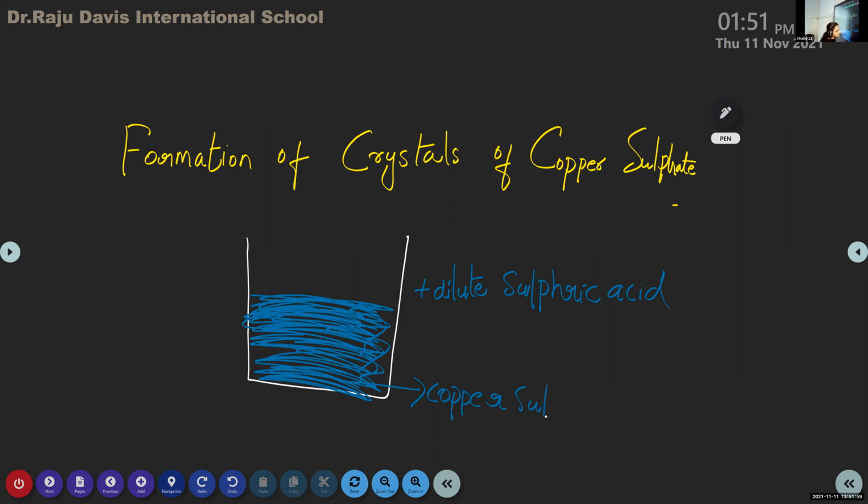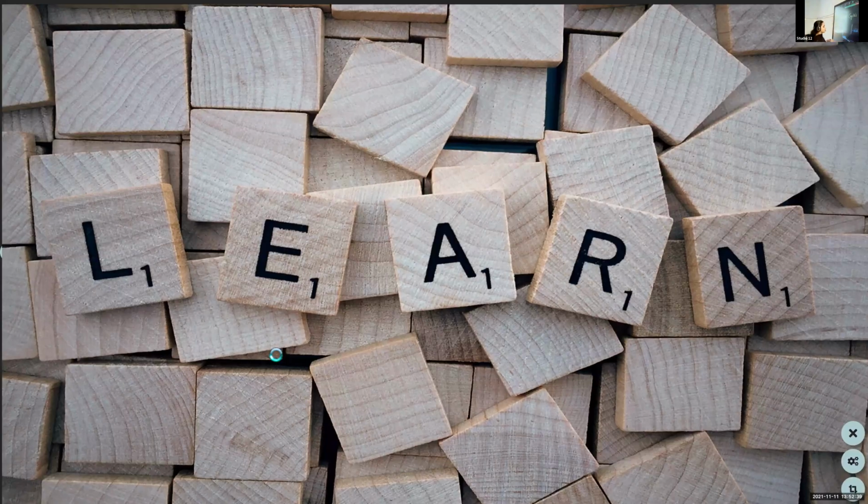Into the copper sulfate solution, which type of acid do we add? Dilute sulfuric acid. 2 or 3 drops of dilute sulfuric acid, and keep this beaker for 24 hours, that is 1 day, in a rest position without shaking it. After 1 day, we can see that crystals of copper sulfate are formed inside the beaker.